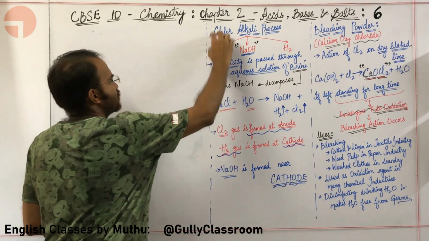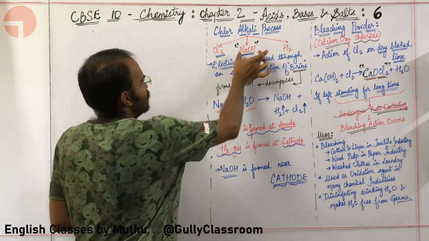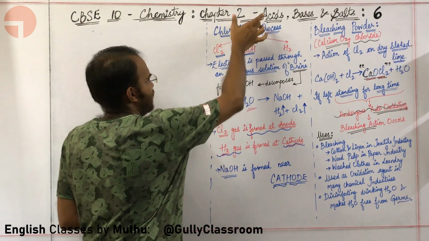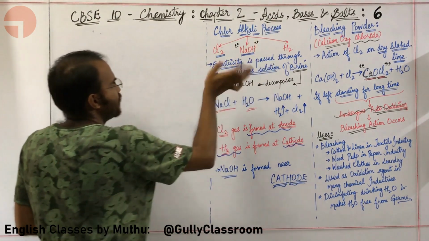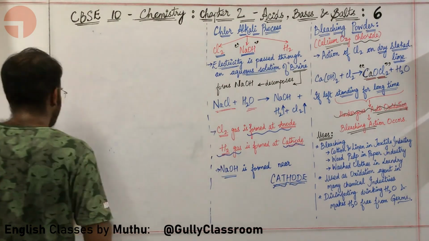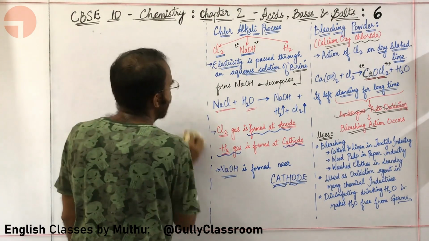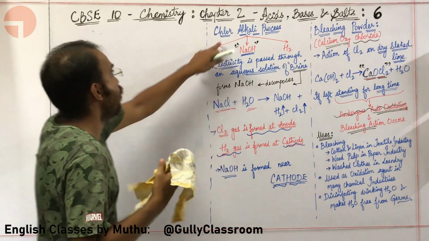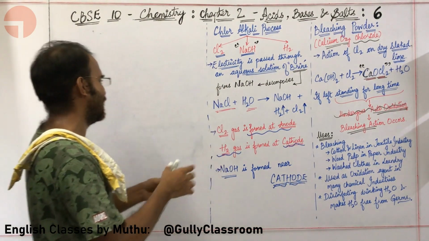So it is called Chlor. You are getting sodium hydroxide as a product, and sodium hydroxide is an alkali. So the entire process is called the Chlor Alkali process because you are getting chlorine and the alkali as the output. Are you comfortable? Why is this particular process called the Chlor Alkali process?